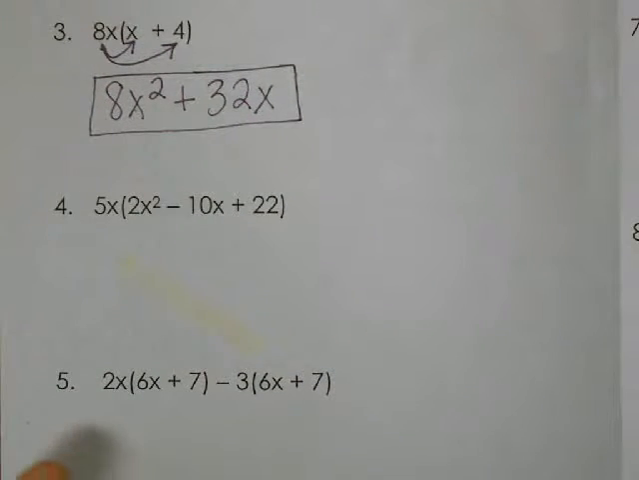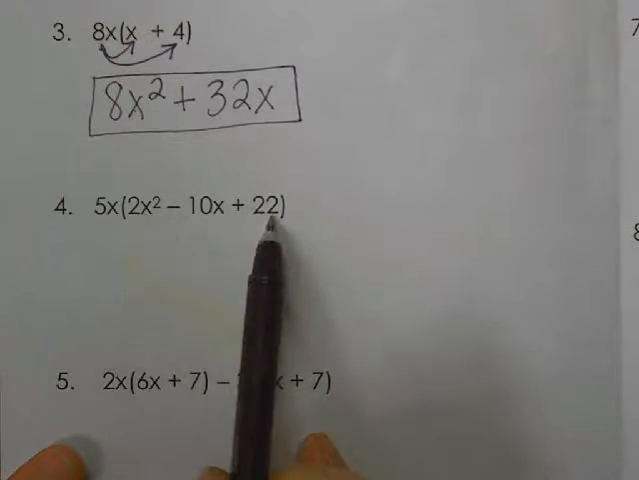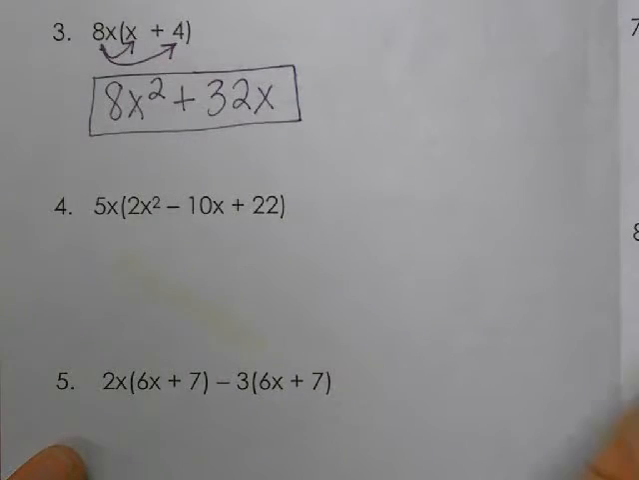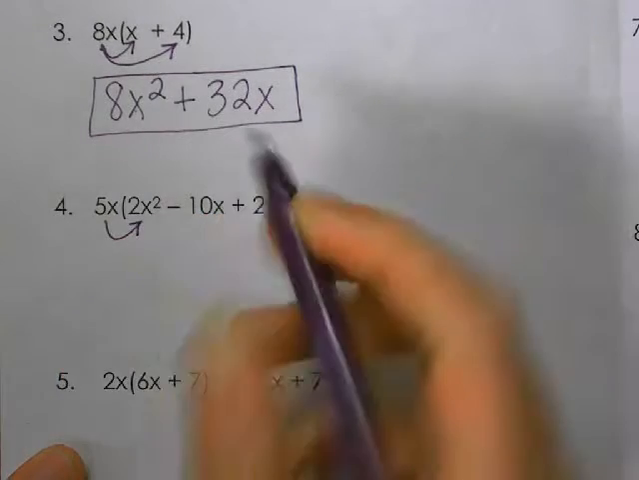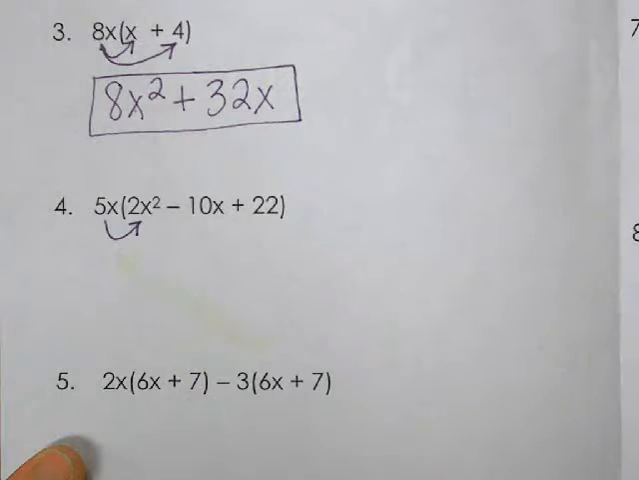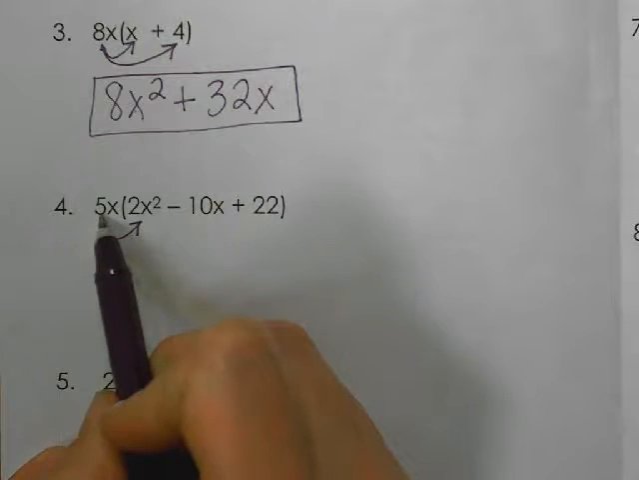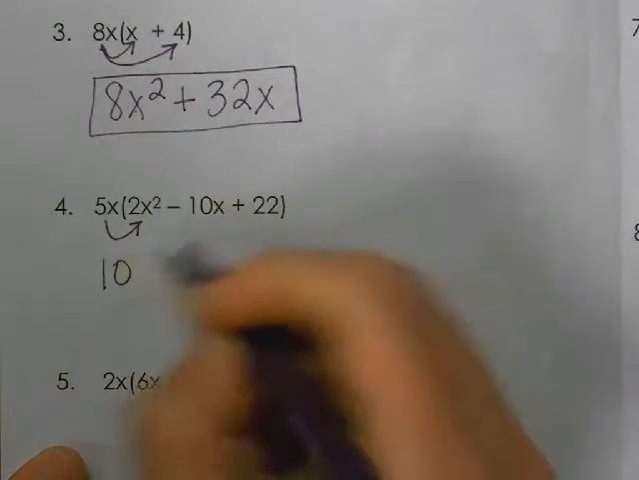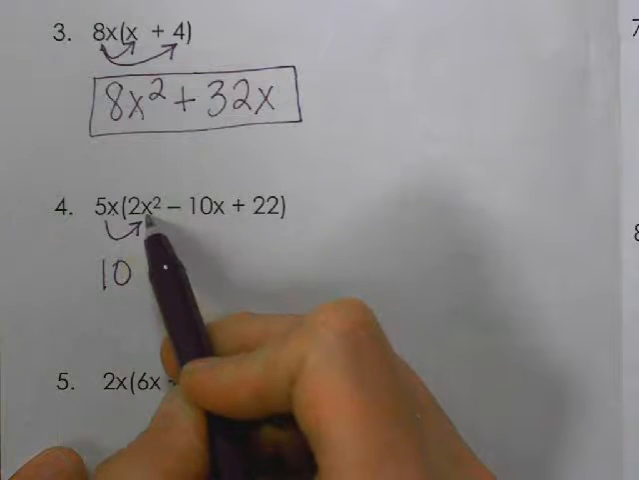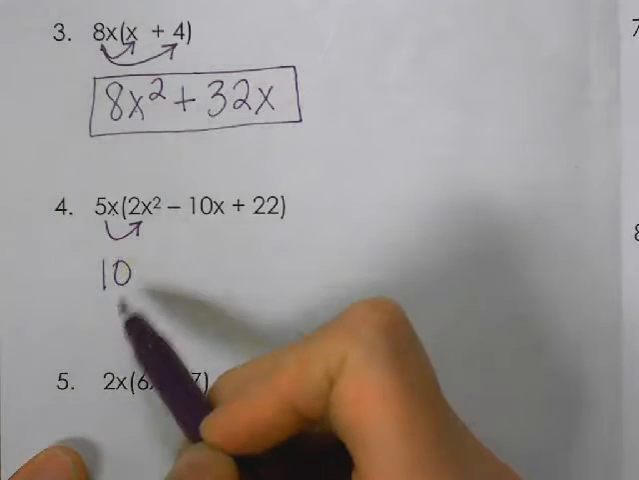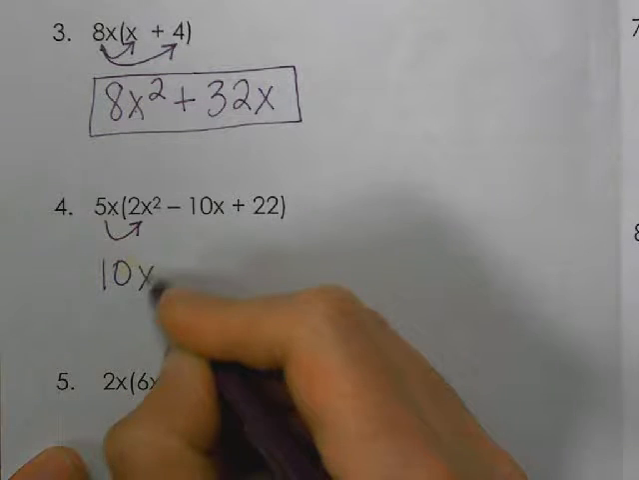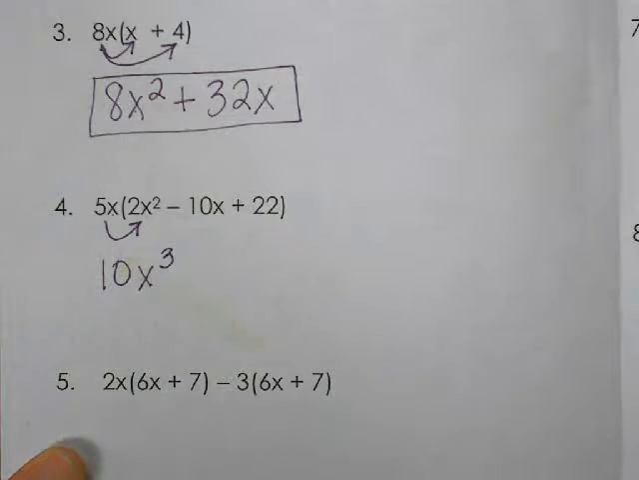Okay? The distribution method works on number 4 exactly the same way, but there's 3 terms on the inside, so we're going to multiply 3 times. 5x times 2x squared. Okay, a little bit confusing, but we can do this. 5 times 2 is 10, and then x times x squared. How many x's would there be? There would be 3. So x to the 3rd power.